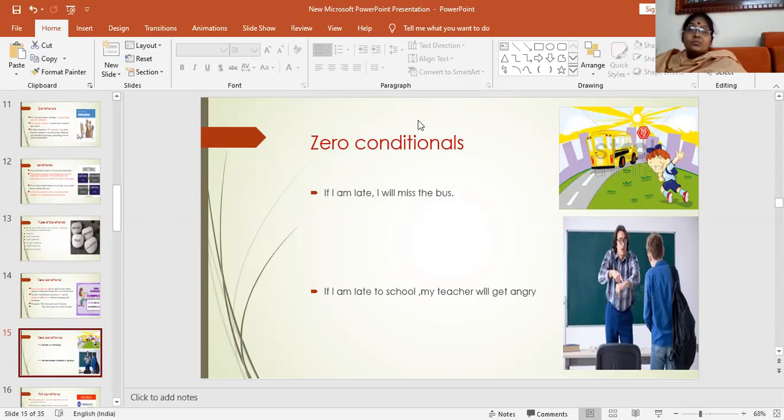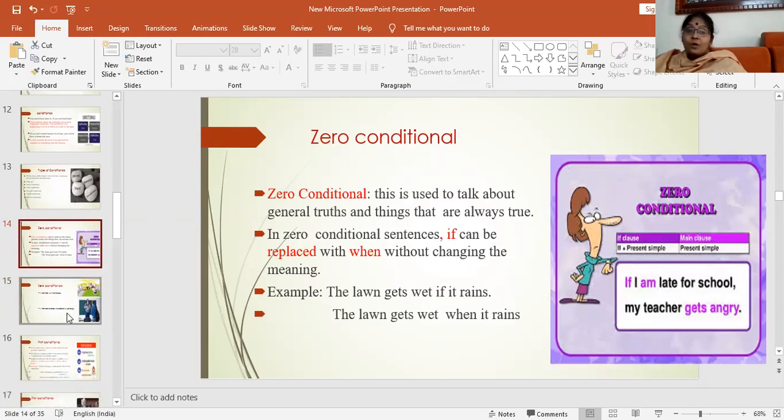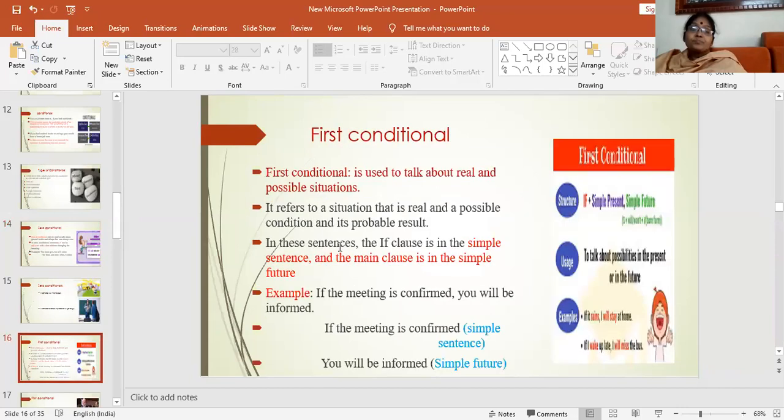right? So these are good examples to show that zero conditionals are nothing but they are used to talk about general truths and things that are always true. Is it clear? So you have no doubt with zero conditionals. So let's move on to the first conditional.